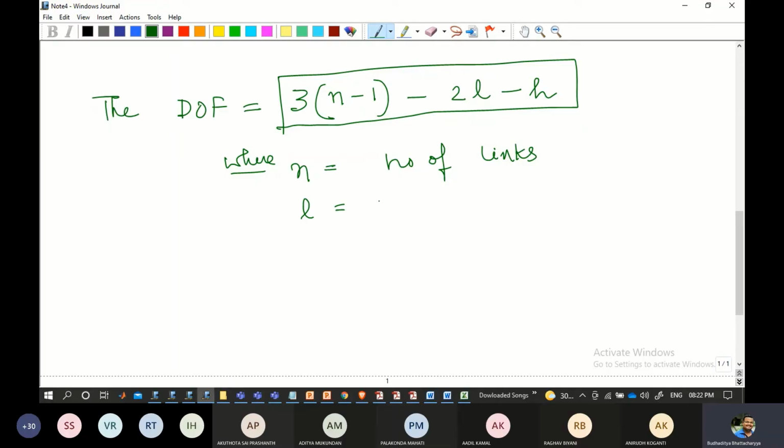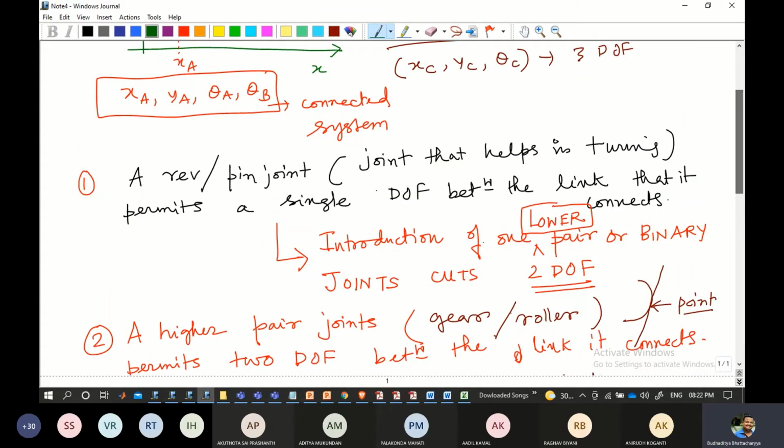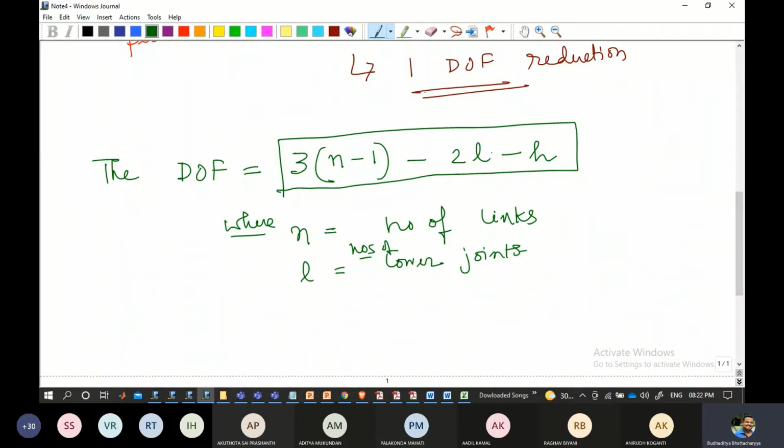L is basically the number of lower joints. Okay, the lower joints we have just discussed over here. So basically we are discussing the revolute joint or a binary joint where a single joint is connecting 2 links. Okay, so that is basically L. So we have to estimate how many lower pairs, or binary joints, are there.